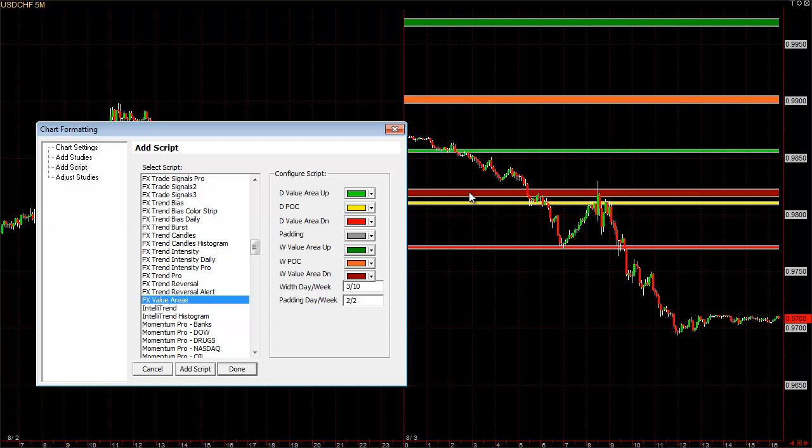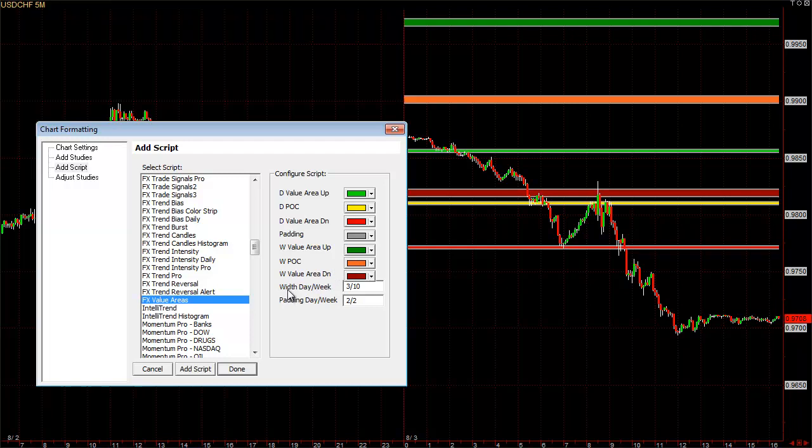I've used it for the last month, but I've had to have other charts up in order to see it. You know, if you only have one monitor, the odds are you're not going to do that. You're going to miss out on these incredibly useful support resistance areas. And the W stands for weekly, weekly value area up. Point of control for the previous week is in orange, and previous week's value area low.